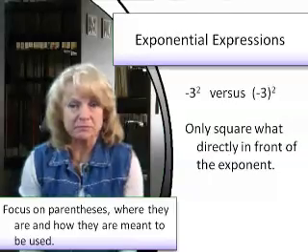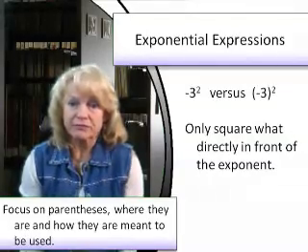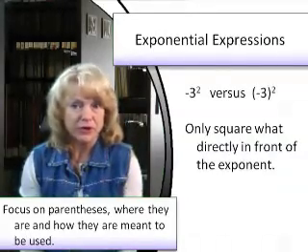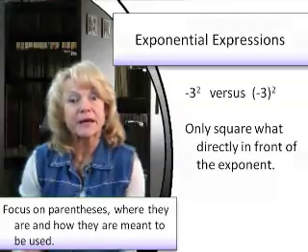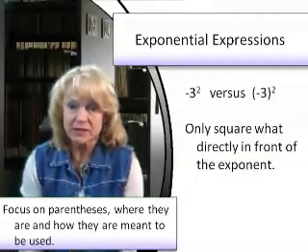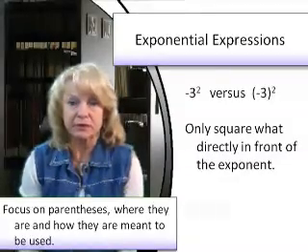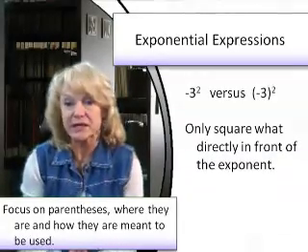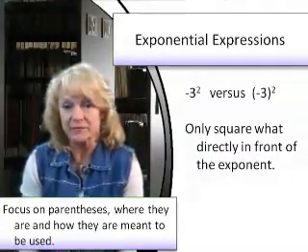Let's address commonly missed problems. On the first number in exponential form, there are no parentheses. Therefore, the base is only 3, which means you only square 3. With parentheses on the second example, you would need to square both the negative and the 3.